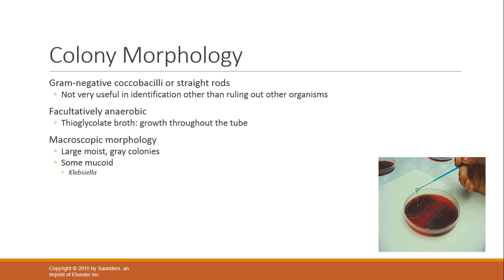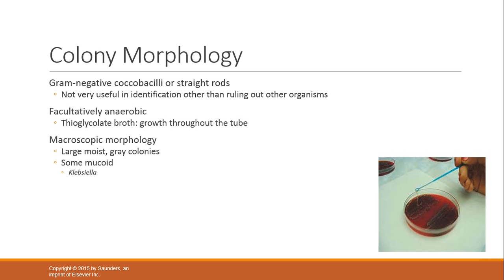Colony morphology for Enterobacteriaceae: they're gram-negative coccobacilli, or straight rods. And their colony morphology on sheep blood agar is usually not very helpful. All of your Enterobacteriaceae are basically large, flat, and gray. Some of them are mucoid. They're facultative anaerobes, so they'll grow throughout the entire tube on a thioglycolate broth. They'll grow in an aerobic atmosphere and an anaerobic atmosphere.